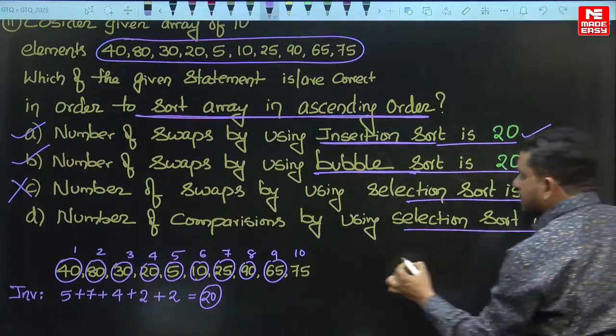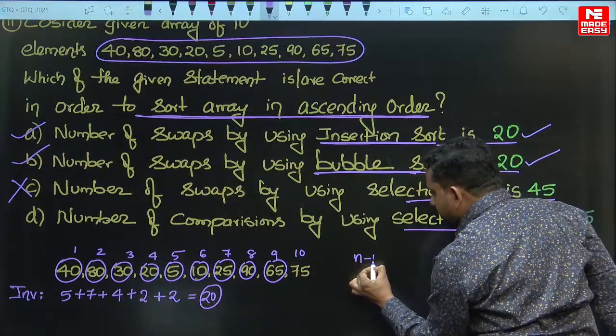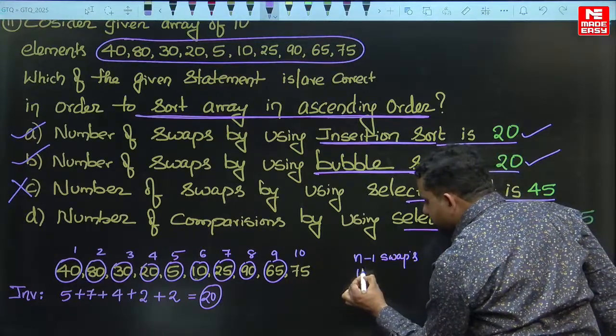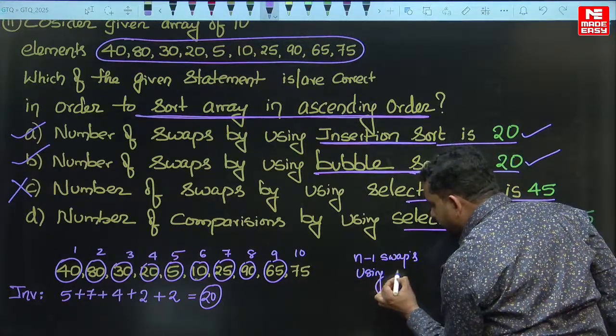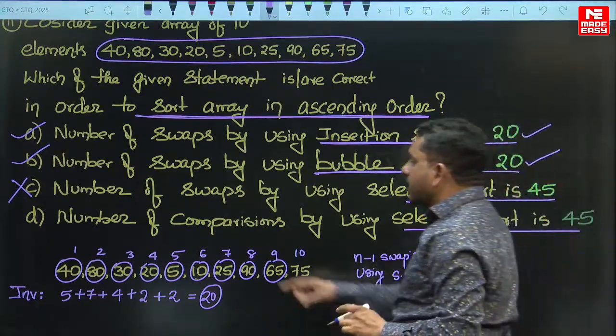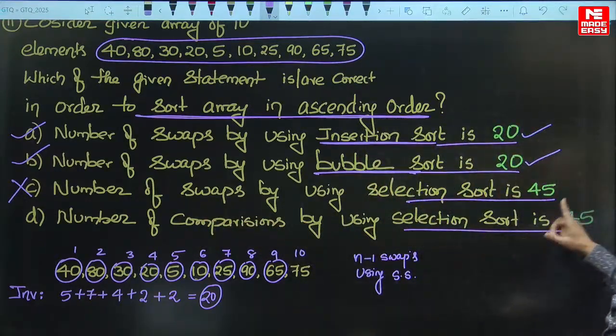So only n minus 1 swaps using selection sort. So 45 is not required for swaps. Now, the number of comparisons using selection sort.